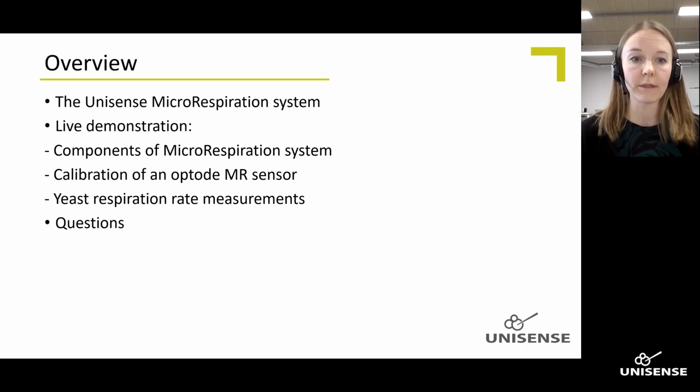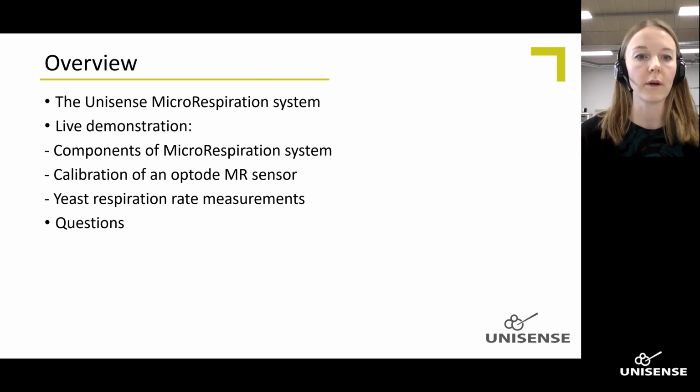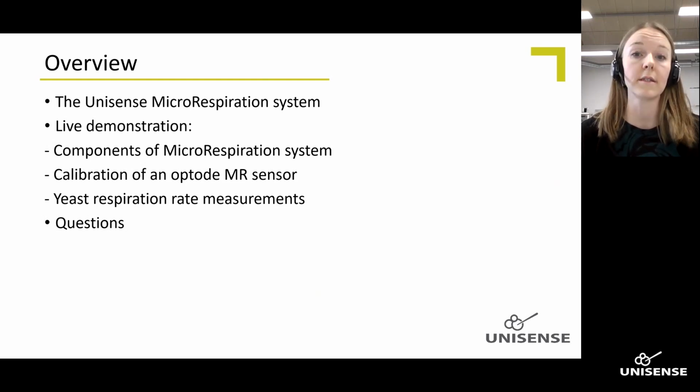I will start and talk about the Unisense microrespiration system, and then I will do a live demonstration here on the table where I will show you the different parts of the microrespiration system. I will do a calibration of an uptake microrespiration sensor, and then we will have a look at a yeast solution, and we will measure some respiration rates. And afterwards, we have time for your questions.